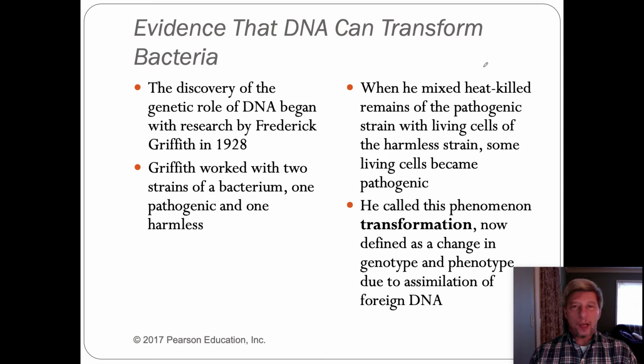So in 1928, a guy by the name of Joe Griffith did an experiment with two different strains of bacteria. They were very closely related, but one of them was pathogenic and the other one was harmless. When he mixed heat-killed bacteria with living bacteria of the harmless strain, the living cells became pathogenic. What that suggested was that somehow those living cells were taking the DNA from the dead cells and incorporating it into themselves. Griffith called this whole process transformation.